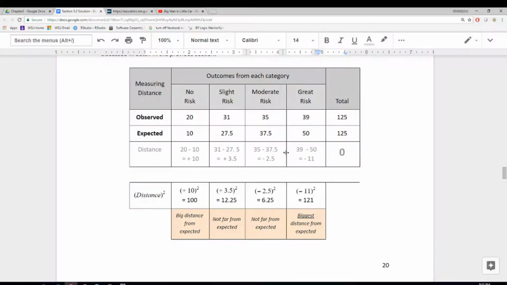I'm going to continue that for the moderate risk group. Again, 35 is pretty close to the 37.5, so that squared quantity there is going to be pretty small. And then over here for the great risk group, the observed quantity was 39. My expected was 50. 39 subtract 50 is negative 11, and negative 11 squared is 121.